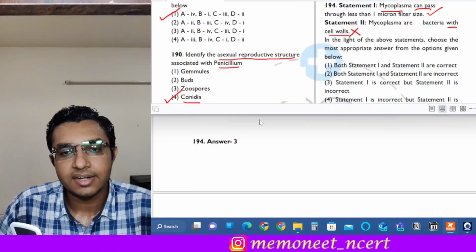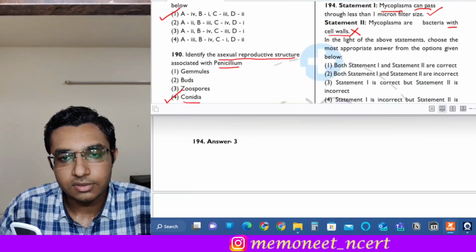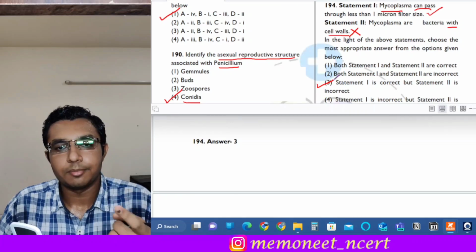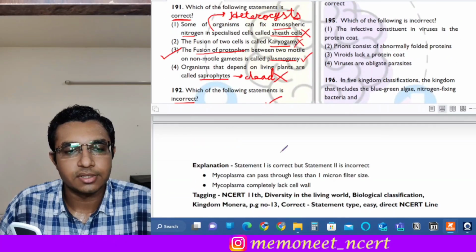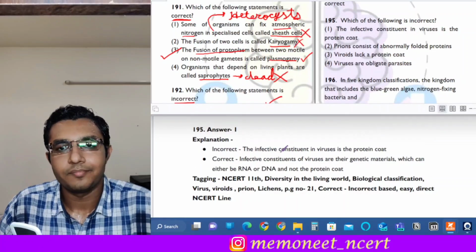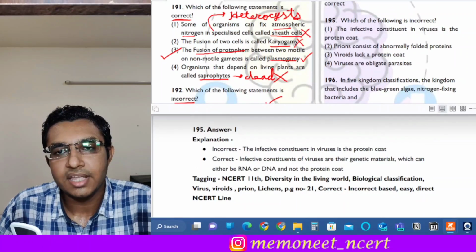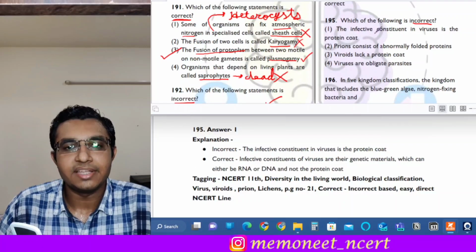So the correct answer to this question will be option 3, that is statement 1 is correct but statement 2 is incorrect. Moving on to the next question, that is question number 195. Which one of the following is incorrect? Okay, so we have to identify the incorrect statement.